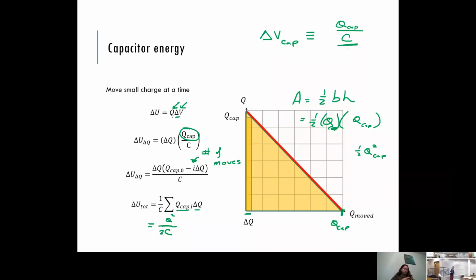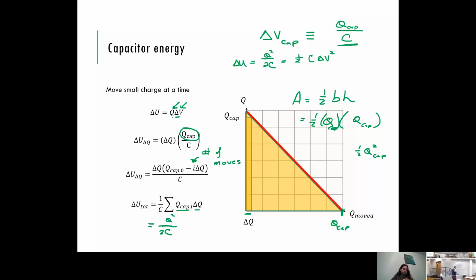Let's use this. You notice that I have a Q squared over C. The potential drop across the capacitor is given by Q over C. So the energy stored in a capacitor can be the charge squared of the capacitor over 2C, or equivalently, using this relationship, I could write that as 1/2 the capacitance times the potential difference across the plates squared. And that second expression might be a little bit more helpful.